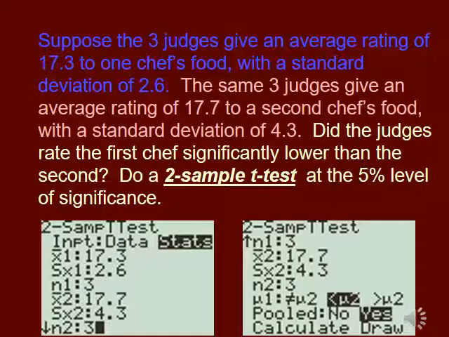So I cut off what doesn't belong here and just highlighted again the stuff for the first chef and the stuff for the second chef. The average for the first one is 17.3, the standard deviation is 2.6, and the number is 3. For the second chef, the average is 17.7, the standard deviation is 4.3, and the number is 3. The question says, was the first chef significantly lower than the second? And that's why we've highlighted less than.